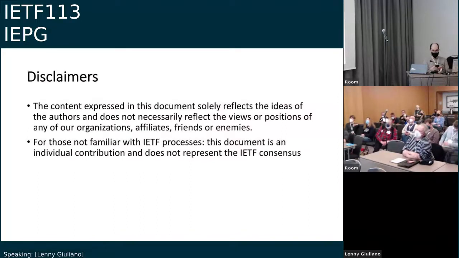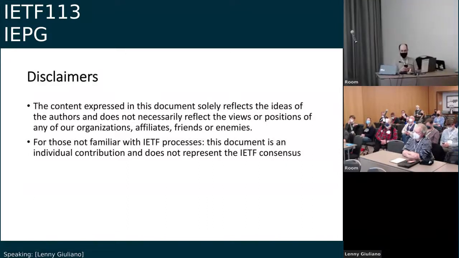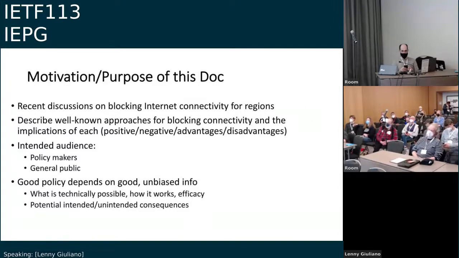Before we get started, just a few disclaimers. The content in this draft represents ideas solely of the authors and does not reflect any of the positions or views necessarily of any of our affiliations. Likewise, this kind of goes without saying for those familiar with IETF processes, but for those who aren't, this is an individual contribution and does not represent IETF consensus. All right, we got that out of the way. Now for some of the fun.